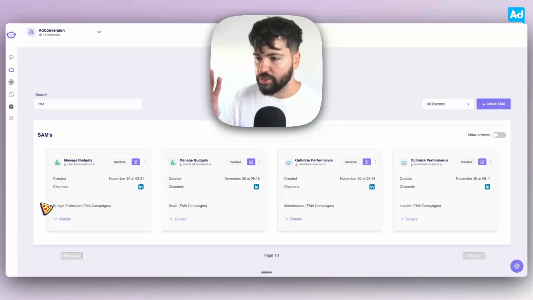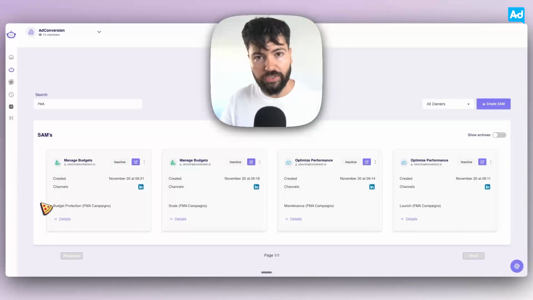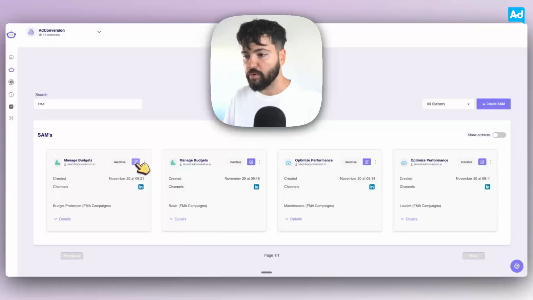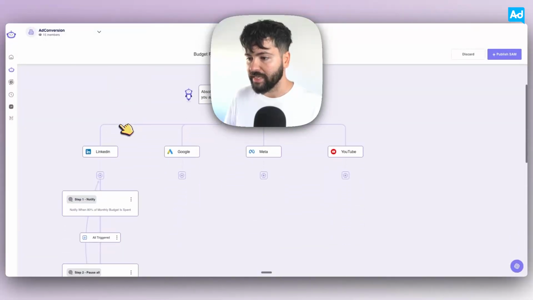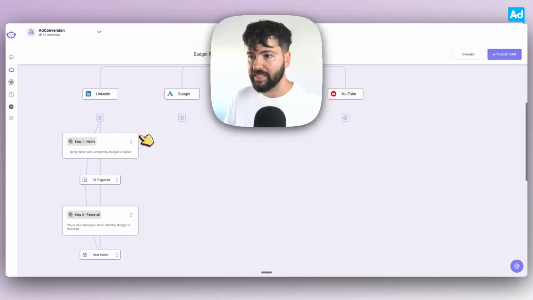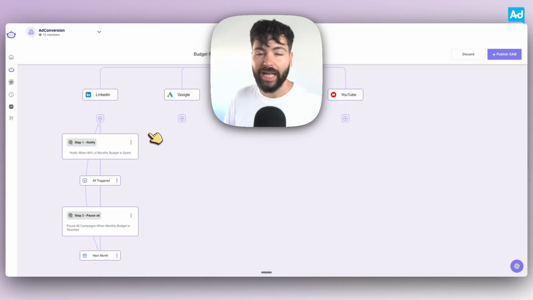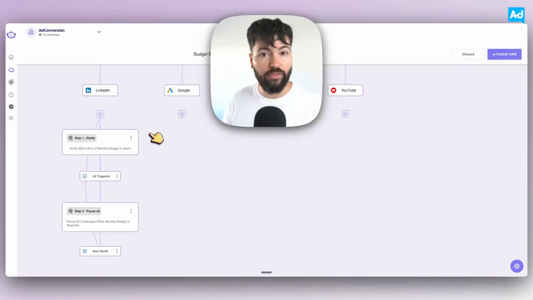So I want to go ahead and just show you really quickly how you can build your first SAM in Sammy if you want to put this into practice. And just for some quick context here, this is what it looks like in action. So this is our budget protection SAM. I actually recommend that you get started with this one. It's really helpful to just make sure that you never overspend.